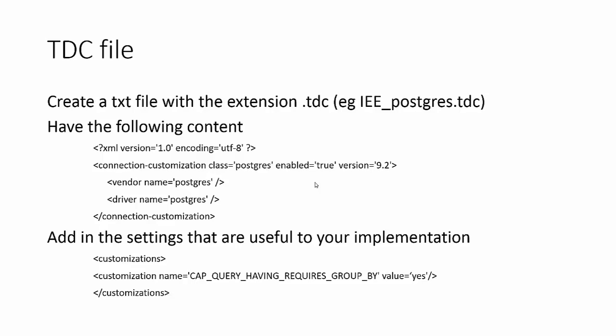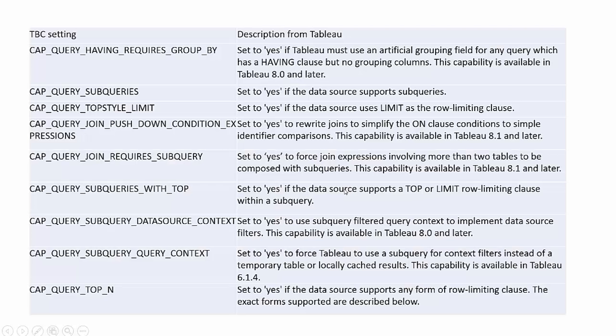One particular useful one is CAP_QUERY_HAVING_REQUIRES_GROUP_BY, which means that if you're putting in a query that has a HAVING, there must be a GROUP BY involved. And that will allow the query to run very efficiently within Infobright. Here's a list of some of the settings that are very useful. So as you can see, we have the having-requires-group-by setting.